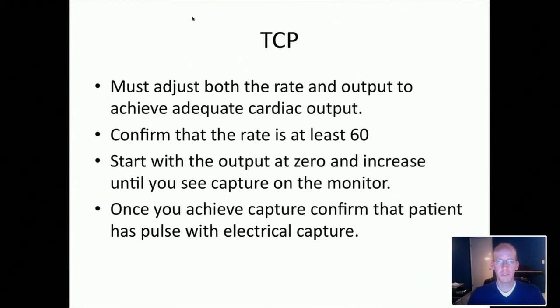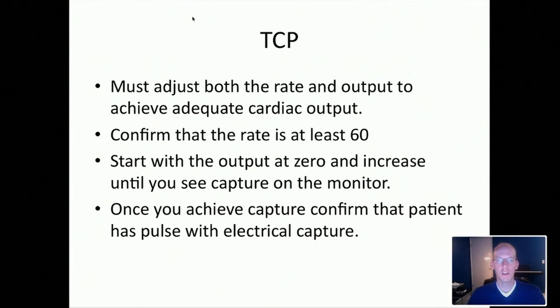The first thing to do is confirm that it's set for 60 beats per minute. That's adequate, and you can move it up depending on what kind of output you need. It's basically a fixed stroke volume, so increasing the rate will increase the blood pressure, but start with 60. Then, for a patient that has a pulse, because the only time you use this is with a patient with a pulse, no longer indicated for asystolic patients, you're going to increase the amplitude, the milliamps of your output. Start at 0 and increase until you see capture on the monitor.